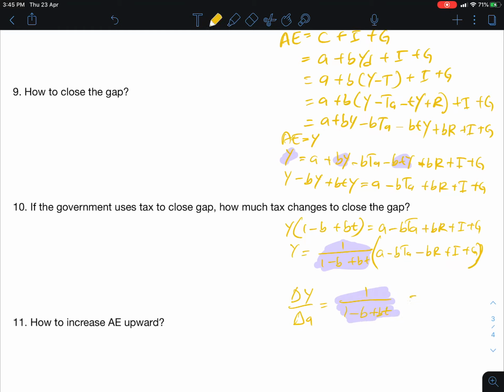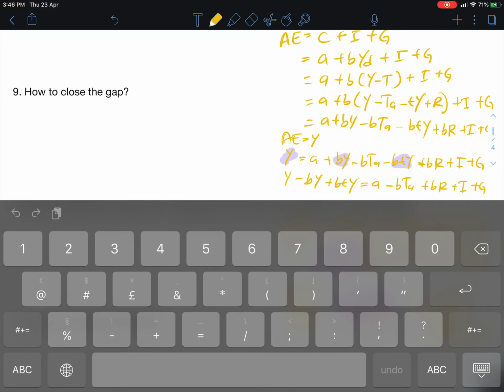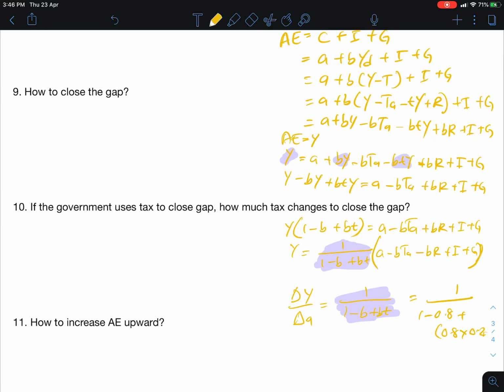So it's 1 over (1 minus B, which is 0.8, plus Bt), the B is 0.8 multiplied with t 0.25. So you can have the answer.